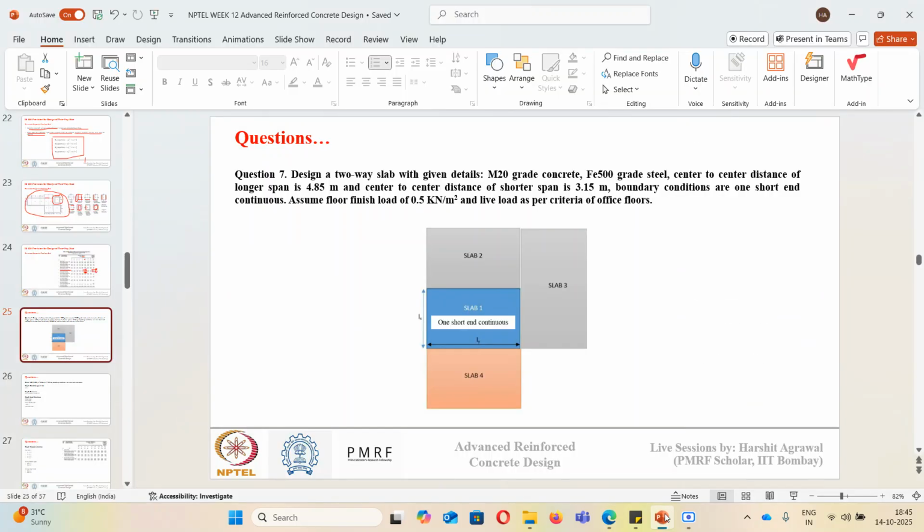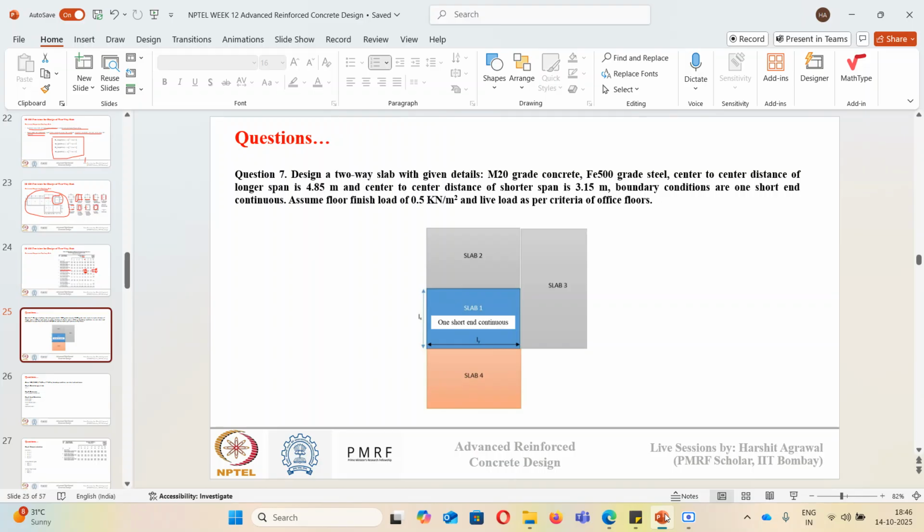Okay, so first of all, we need to check whether it is a two-way slab or not. So we'll check the Ly by Lx ratio. Then we'll check the dimension, so we will assume an L by D ratio and calculate the effective depth. Based on the effective depth, we'll assume a cover and a reinforcement diameter to get the total depth. Once we know the depth, we'll calculate the dead load, live load, and floor finish load. From this, we'll have the total factored load.